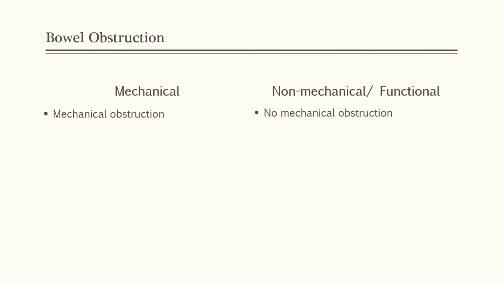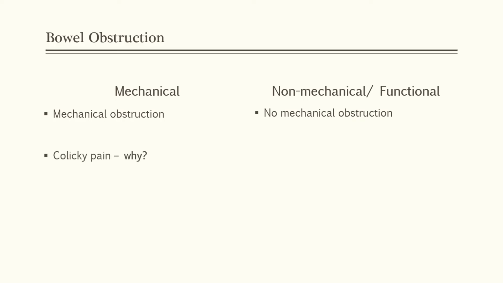Whereas in non-mechanical or functional obstruction, with the most common type being paralytic ileus, there is no mechanical obstruction within the lumen, but rather there's a loss of peristalsis, or cessation of peristalsis. And that could occur for a number of reasons, so things like pancreatitis, peritonitis, hypokalemia, or any other electrolyte imbalance, even hypocalcemia, can result in the loss of peristalsis.